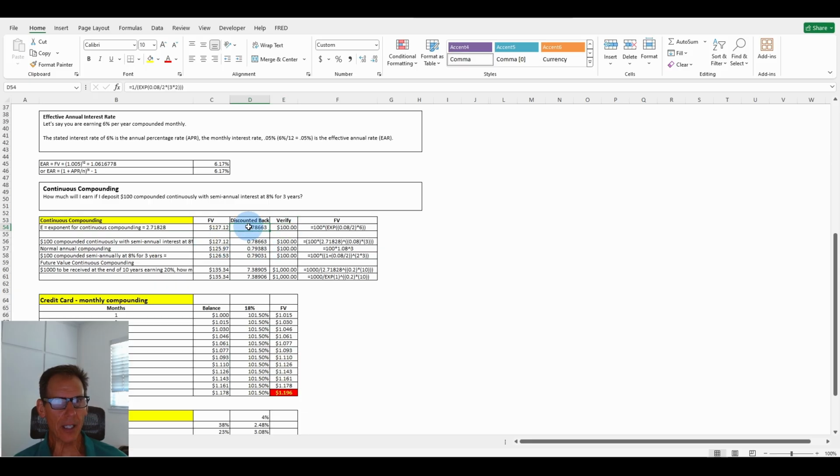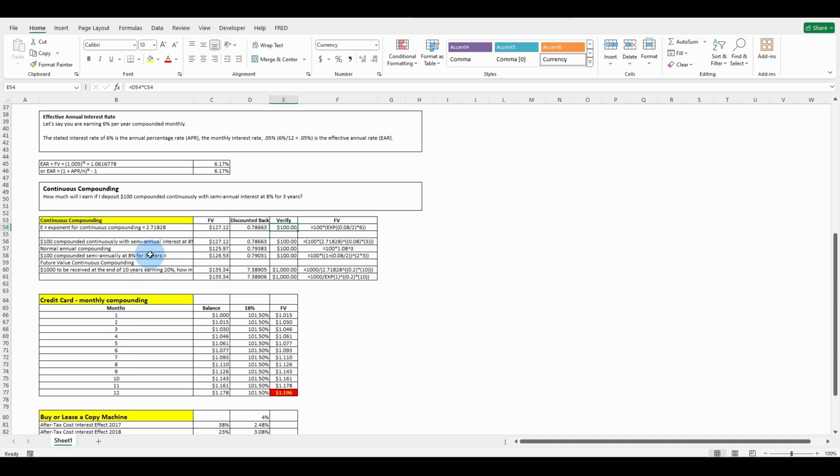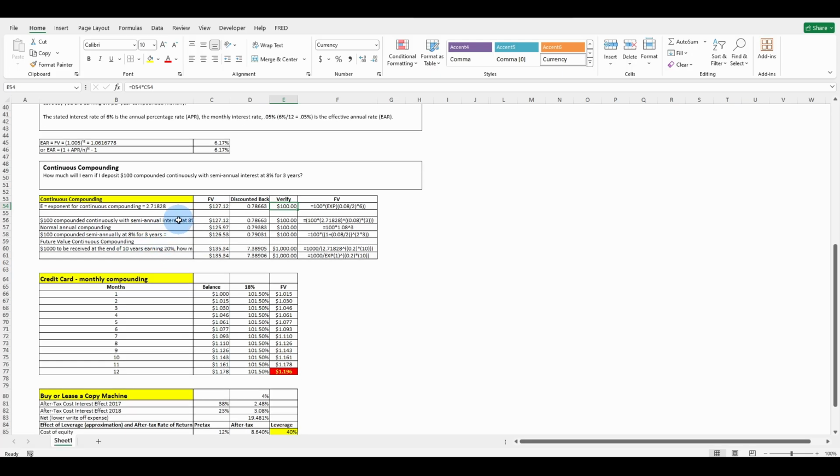There's that factor again. What did we do different? Well, we divided that same formula by 1. Then you can multiply this 127 times this factor, and it's going to get you back to where you started. Pretty nifty, huh? Present value, future value, sort of called parity. Moving on, $100 compounded continuously. Here we repeated normal annual compounding. Here we have the simple formula. We just took 100 times 8% to the third. Then we just reversed it.